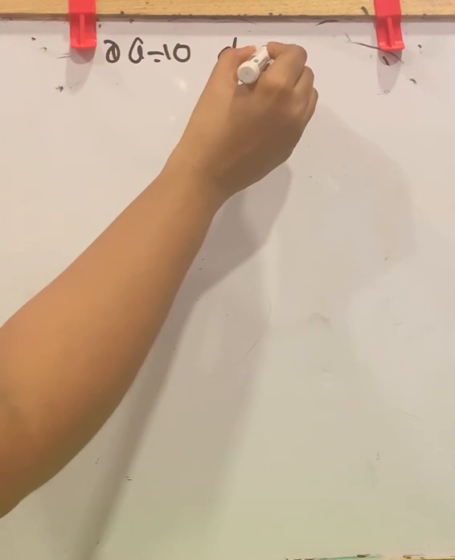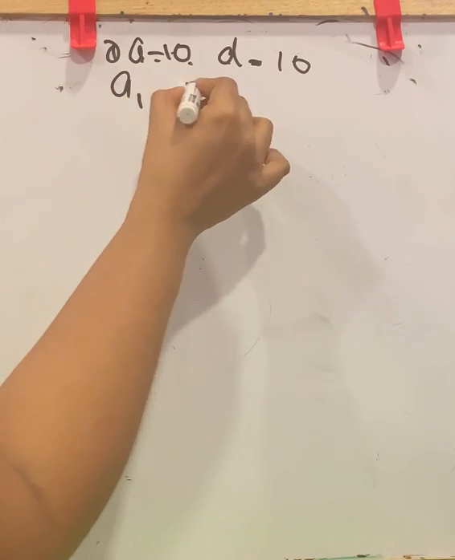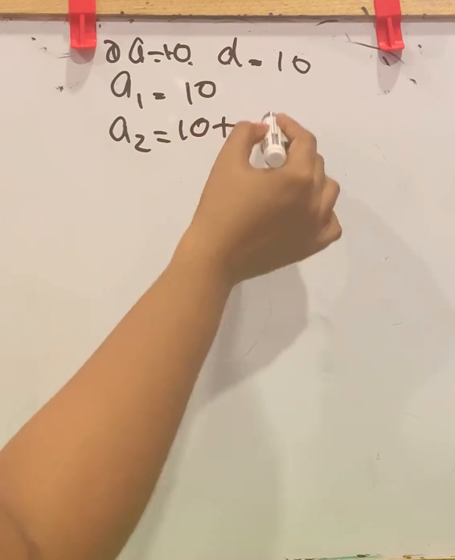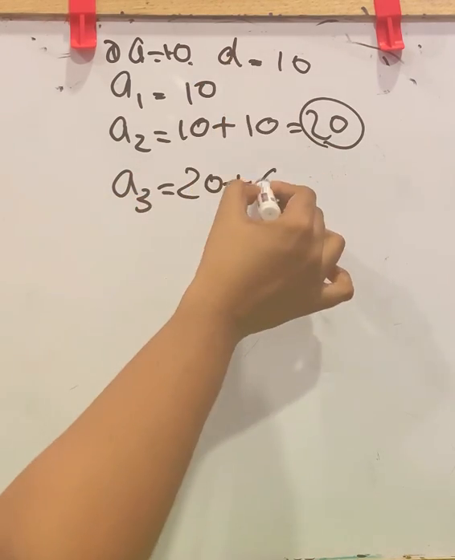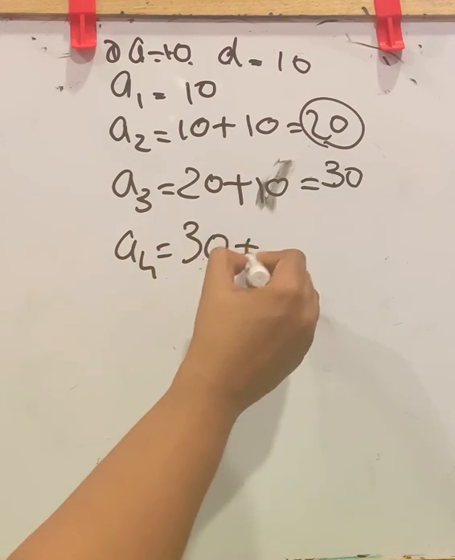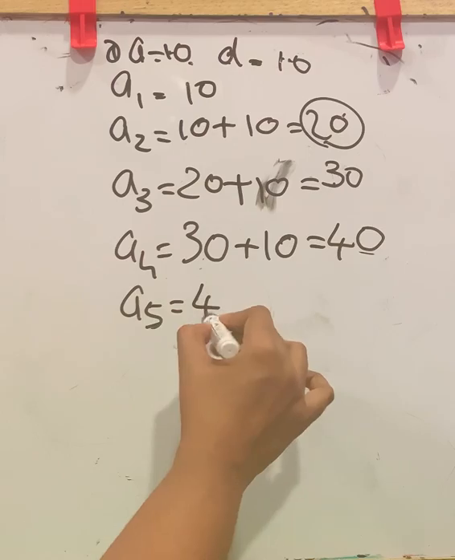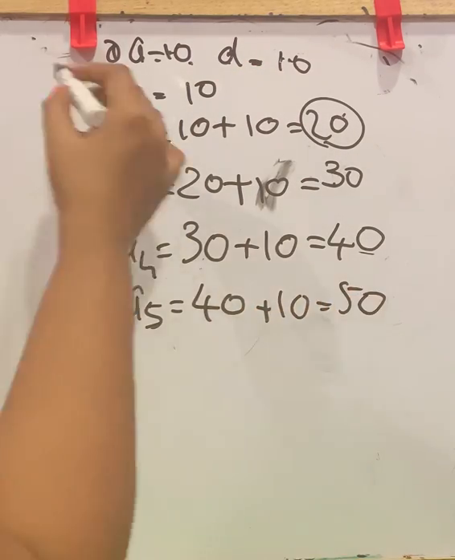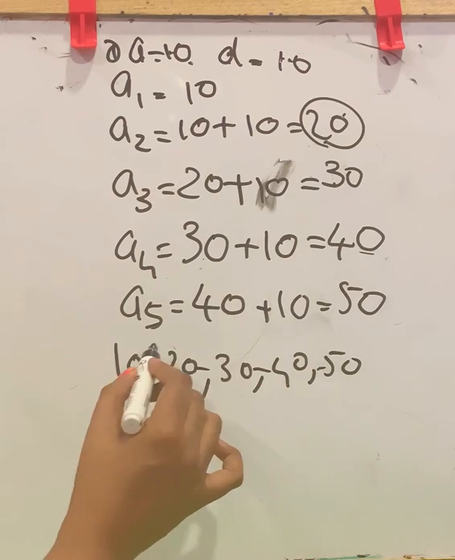Next question. Write the first four terms of the AP when the first term and the common difference are given as follows. A equal to 10, D equal to 10. So, the first term is 10, the common difference is 10. A2 will be the first term plus the common difference. You will get the second term. Now, A3 is the second term plus the common difference, that is 10 here, and you will get the third term. Now this is the third term plus the common difference D, and you will get the fourth term. A5 equal to the fourth term plus the common difference 10, and you will get the fifth term. You can write it as an AP, that is 10, 20, 30, 40, 50. In between these, the common difference will be 10.